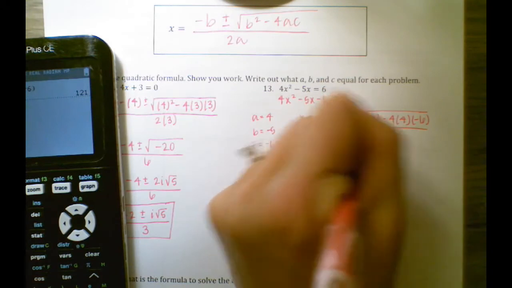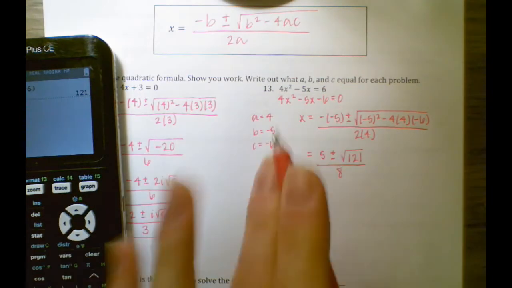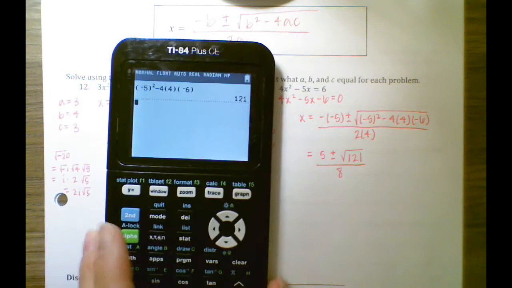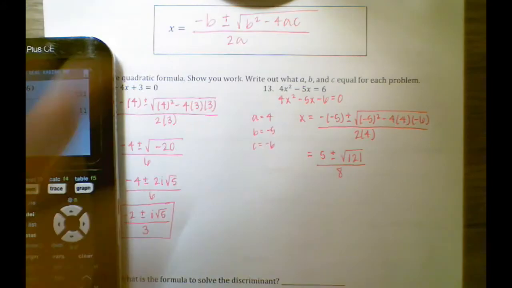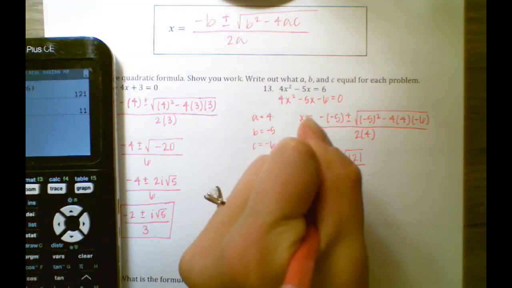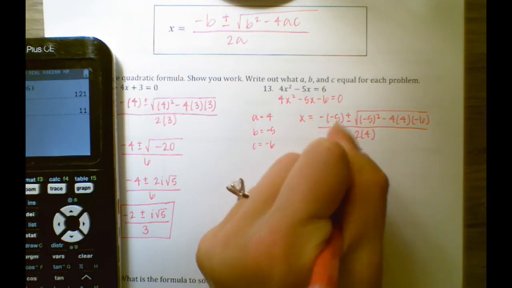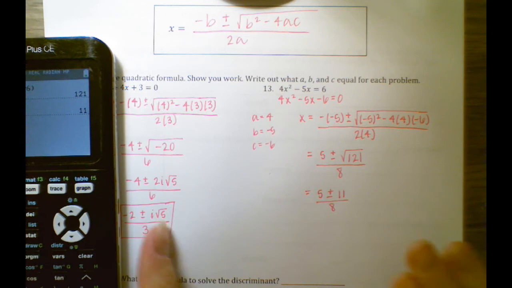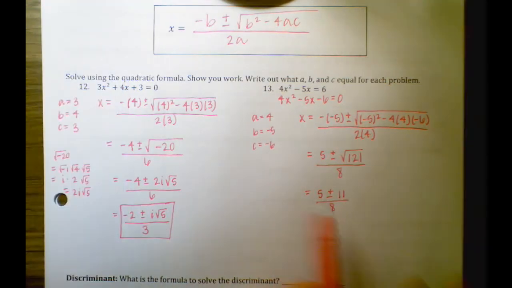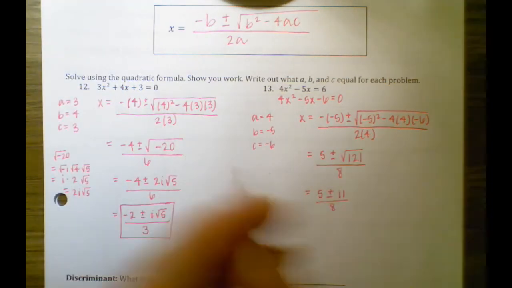121 all over 8. Okay, now if you're not sure if this is a perfect square, always double check it, okay? Because look there, you get 11. So the square root of 121 is 11, so we get 5 plus or minus 11 all over 8. Now remember, I don't want you to leave your answer like that. When we have nice whole pretty numbers like that, we're going to go ahead and solve both of these.